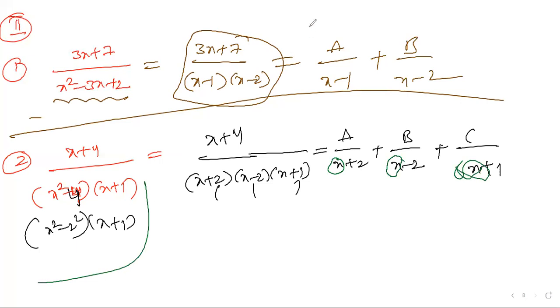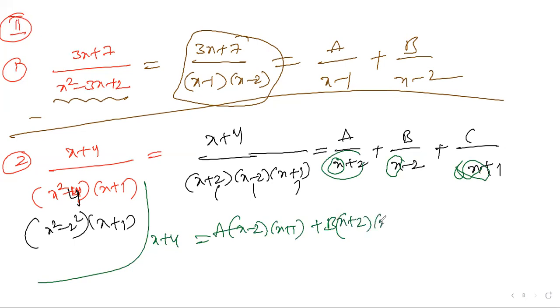But sometimes you might have to do it the long way. I'll write how the LCM has to be done. Here you'll get A into (x − 2)(x + 1), because those two terms cancel. Then B into (x + 2)(x + 1), as this term will not come. These are all LKG things. And for this term you will get (x + 2)(x − 2).